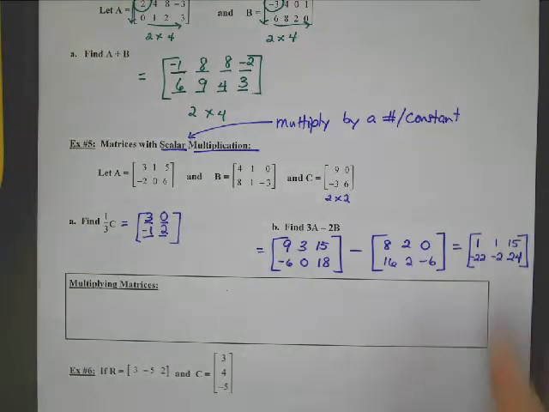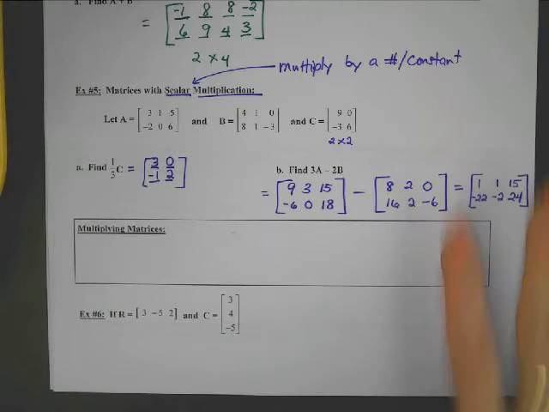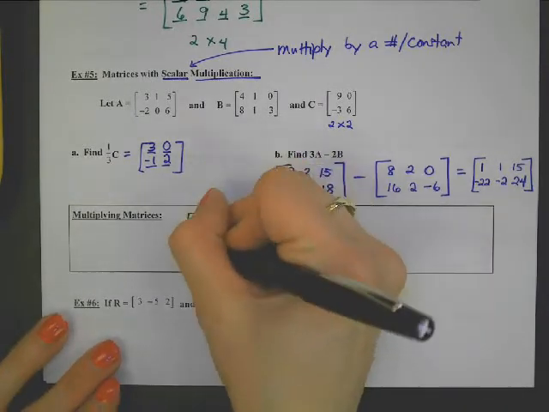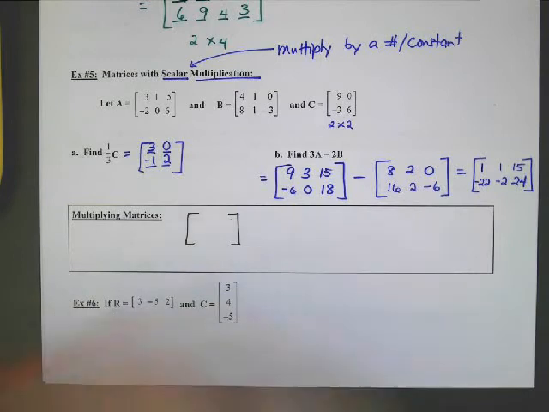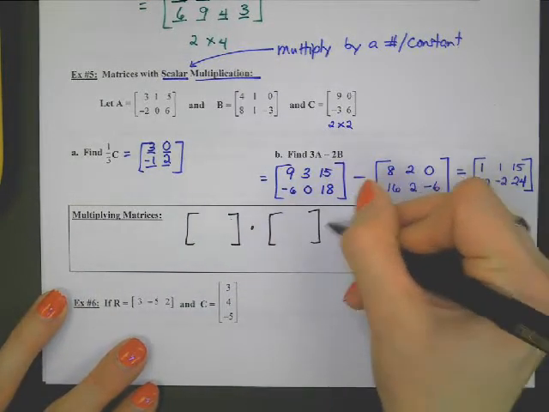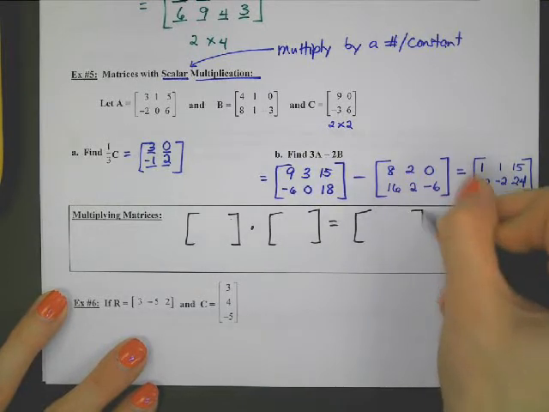We are now going to take a look at multiplying matrices. And this is where we're going to slow down just a little because this is the more challenging part. What we're going to do here is take a matrix, and we're going to multiply it by another matrix. Okay, and that's going to give us our answer matrix.